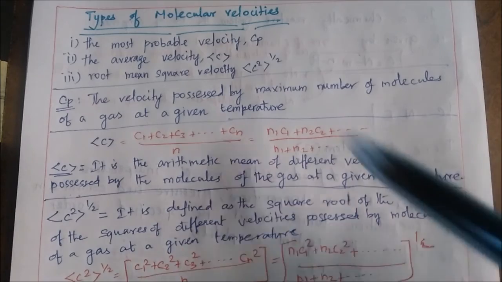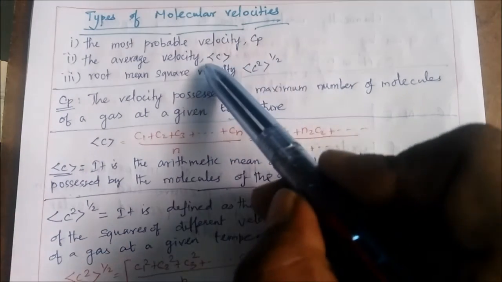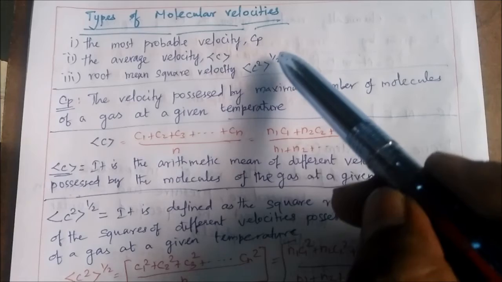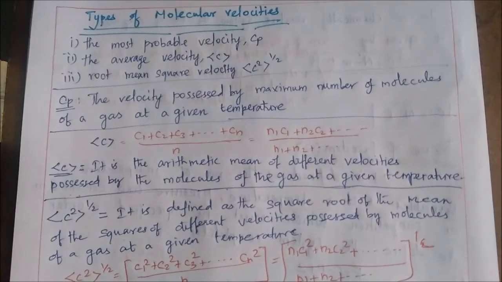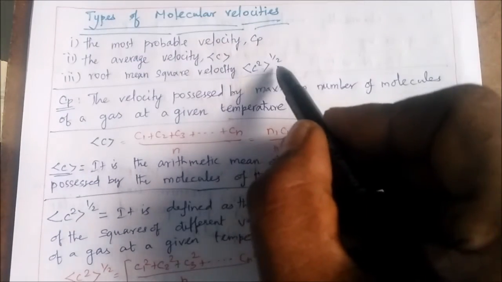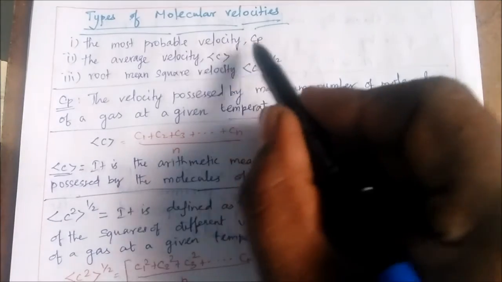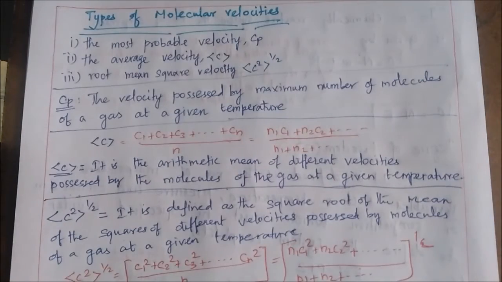In this case, this Cp, C bar, and C square whole to the power 1 by 2 are symbols. They may vary according to the books. These are all symbols, these are not units. So they can be used with different symbols in different books. So let us know the meaning for all those things.